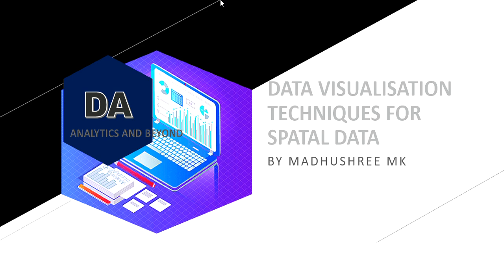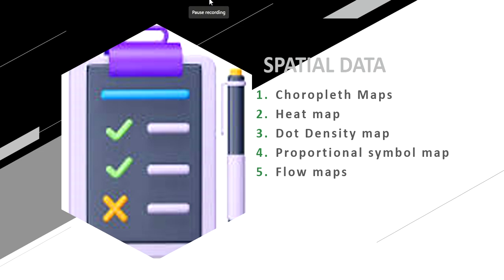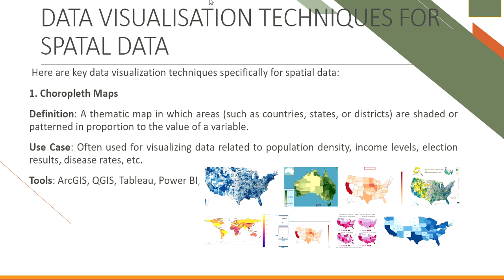So first, let us understand what techniques are used to represent spatial data. First we have the choropleth map, then comes the heat map, dot density map, proportional symbol map, flow map, cartograms and 3D surface map. First one is the choropleth map.